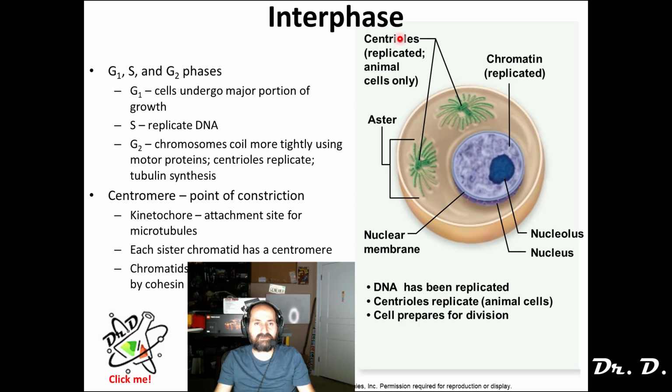So again, interphase, 90% of the cell cycle. The cells undergo 3 subphases, G1, S, and G2. Please note that during G1, the cell grows. During S, the DNA gets replicated. And during G2, the DNA starts to condense and the centrioles replicate.